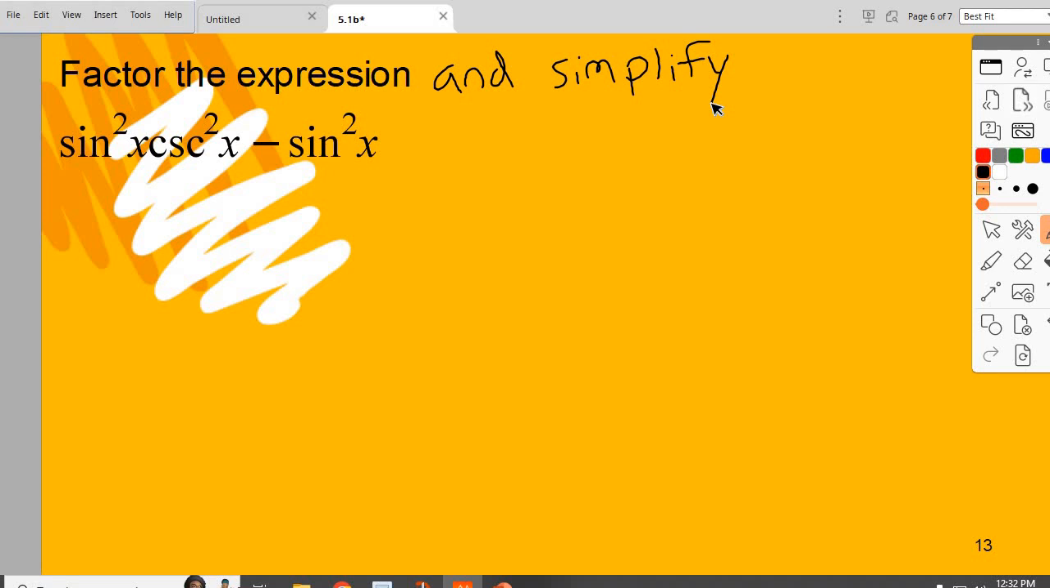Difference of squares, or, forgot the first one, greatest common factor. Yeah? You technically could use a difference of squares here, because we could say that this is sine times cosecant, quantity squared. Does that make sense? And we could factor it that way. But do we notice anything else?